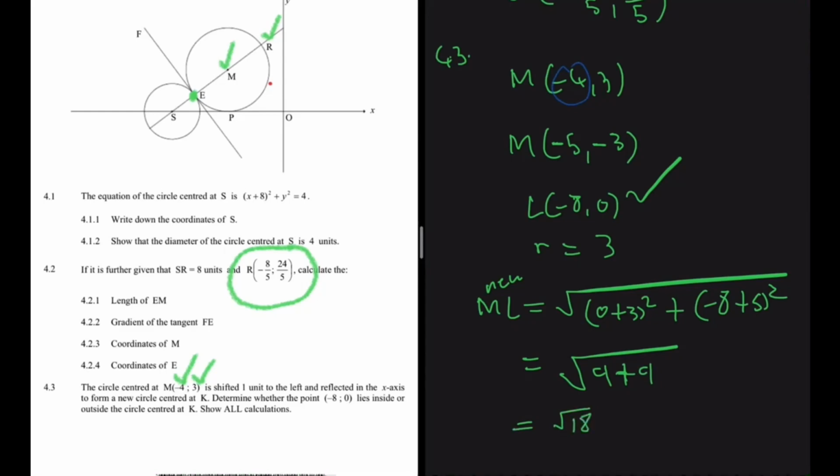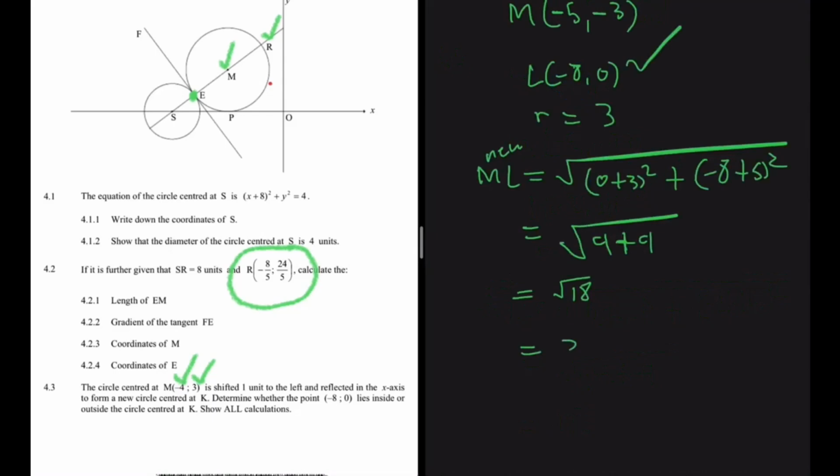18 is the same as 3 multiplied by the square root of 2. So 3 multiplied by the square root of 2 is definitely greater than 3, right? So that point lies outside of the circle. So the point is outside the circle.